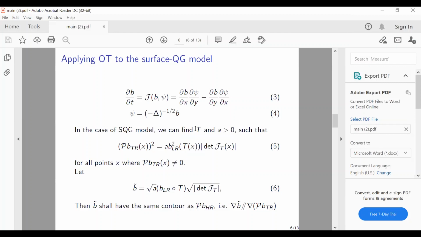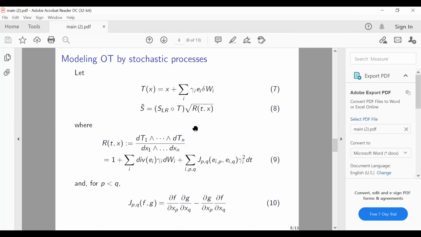And I have another question. It's about R. Can you go back to the definition of R in the optimal transport slide?